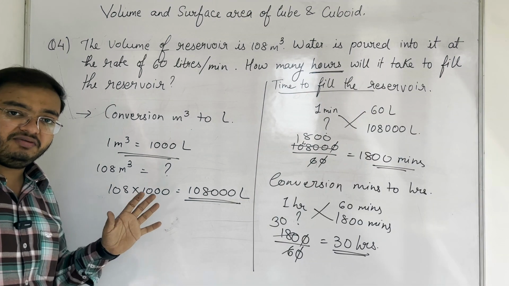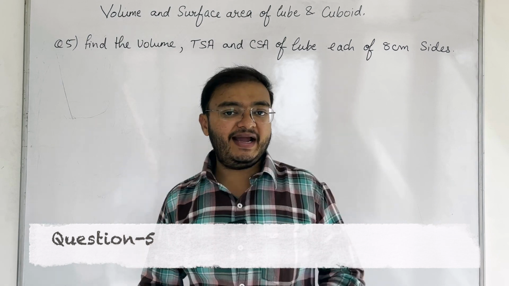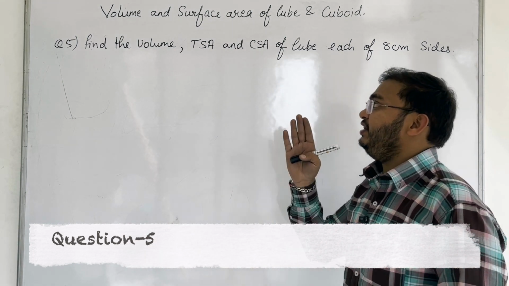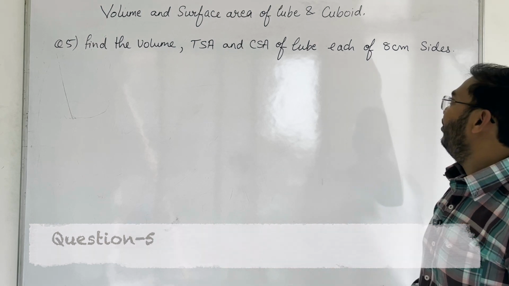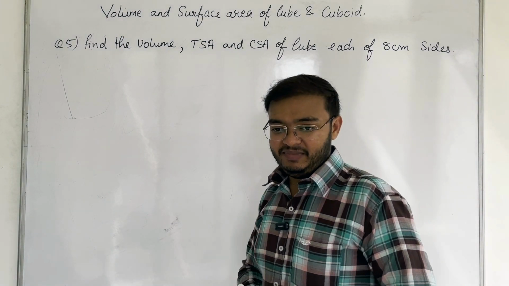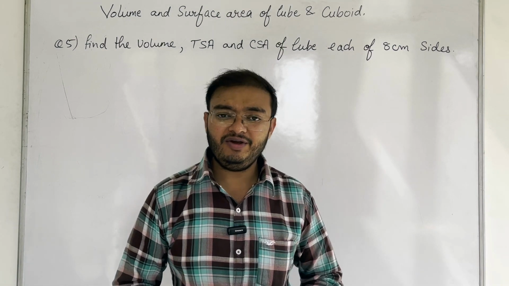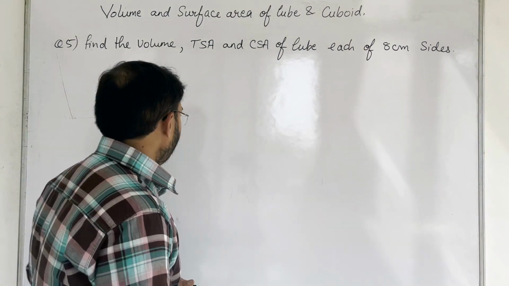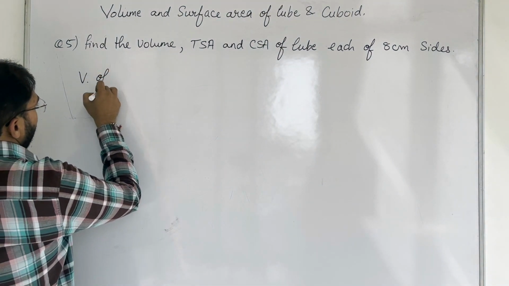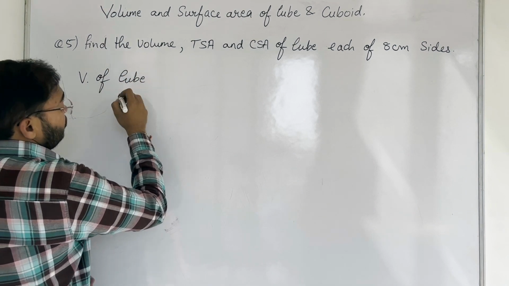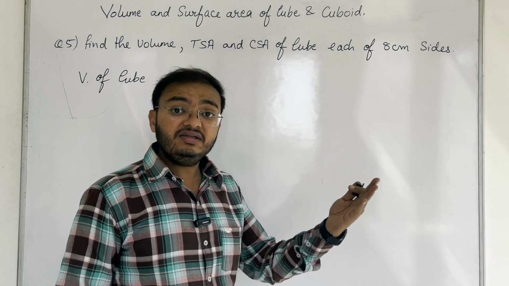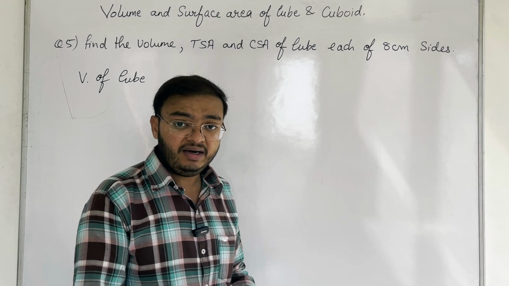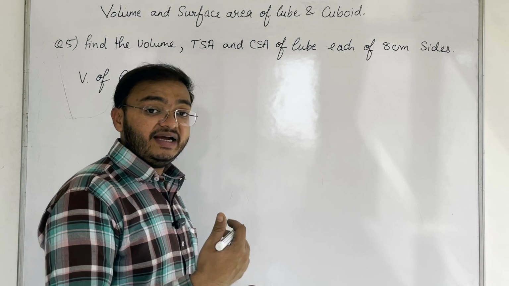So let's move towards our question 5. Question 5 says that we need to find the volume, TSA and CSA of the cube whose sides are 8 centimeter. Now this is a cube, and a cube is generated from a square. If we are finding the volume of a cube generated from a square, what's the area of the square? Side into side, and this is the 3D model of the square. That means it's a cube, so height is also added.